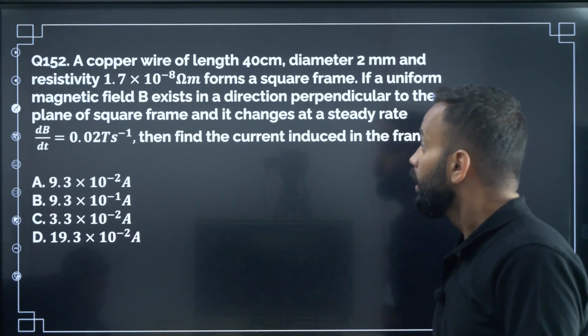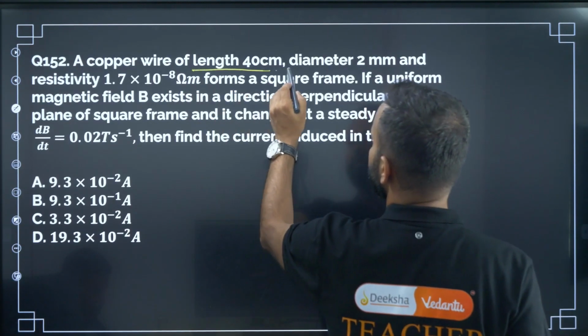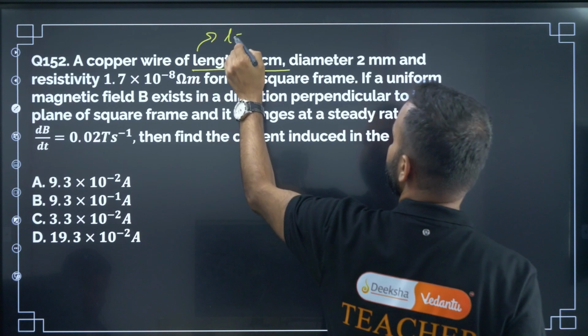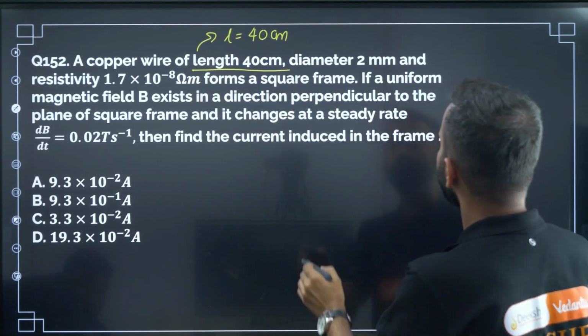152nd. Here the question says a copper wire of length 40 centimeter, L equal to 40 centimeter. Okay, diameter 2 millimeter.